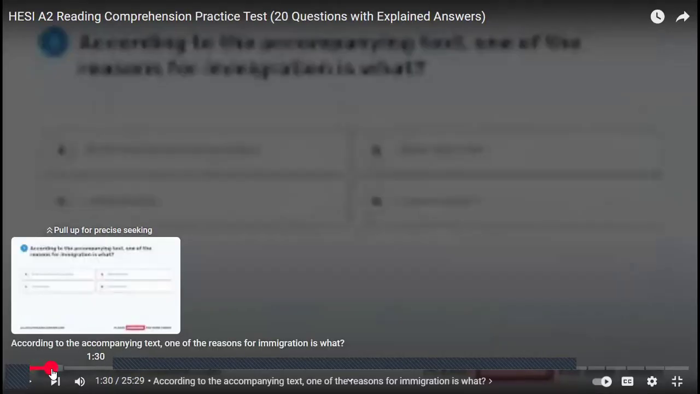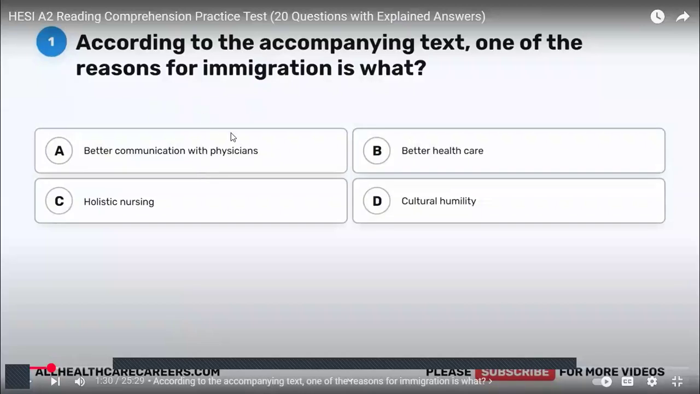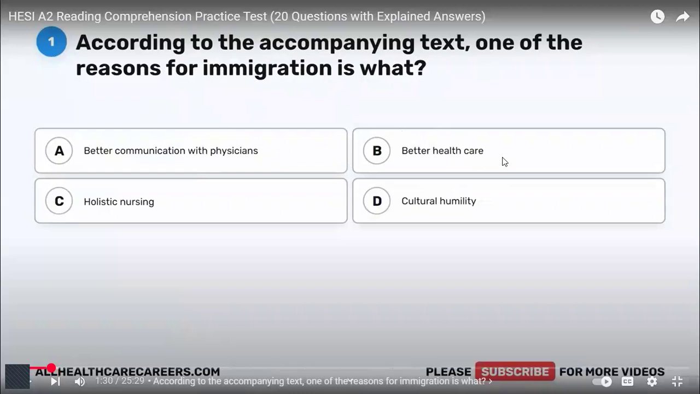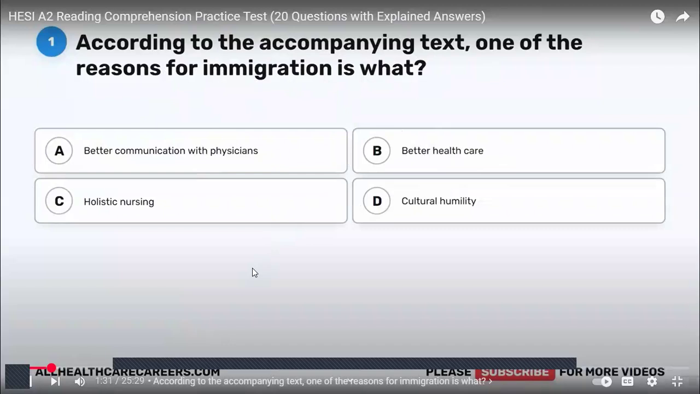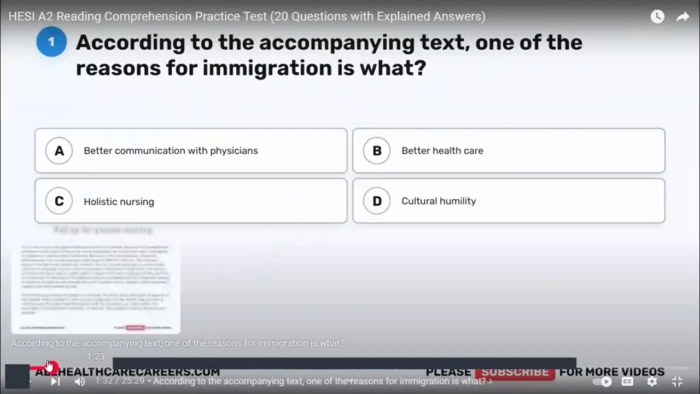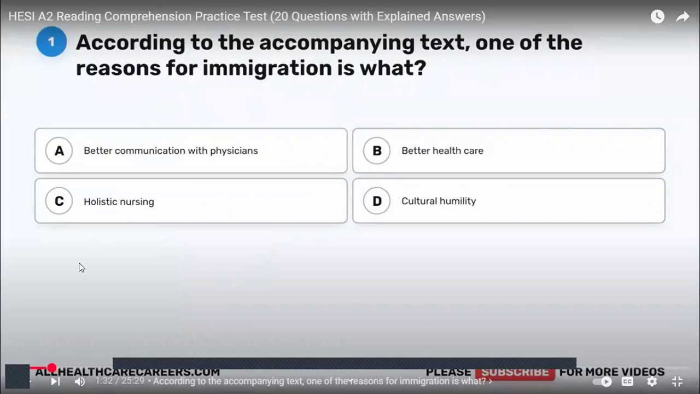Question number one. According to the company text, one of the reasons for immigration is what? Right. Now this is the first question. This is that question I told you. They're going to ask you what the main topic is without asking what the main topic is. Okay. So what's the main topic of this? To provide what? Better health care. So the answer is going to be B. Right. The answer here is B. That is the main topic.